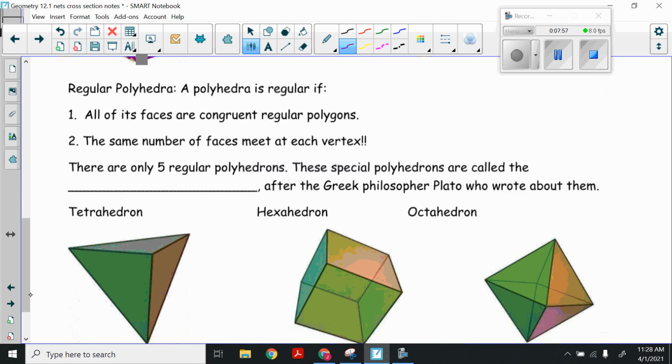Now we're going to talk about what's called a regular polyhedra. A polyhedra is regular if, number 1, all of its faces are congruent regular polygons. Number 2, the same number of faces meet at each vertex. There are only 5 regular polyhedrons. These special polyhedrons are called the Platonic solids.